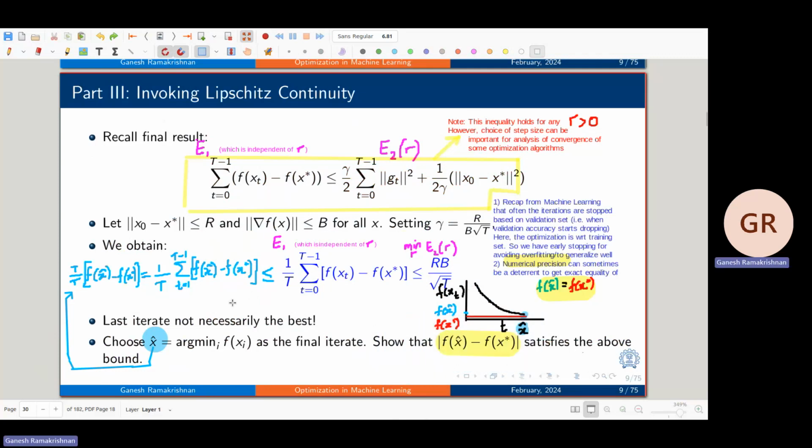So you start with f of x naught and you keep on decreasing, but your f of x star is here, in red. And x hat is basically the best you got so far. The rest is pretty much the same. So I've just now used that 1 upon T times f of x hat minus f of x star is equal to 1 upon T, f of x hat minus f of x star summed over all values, which is less than or equal to the right hand side.